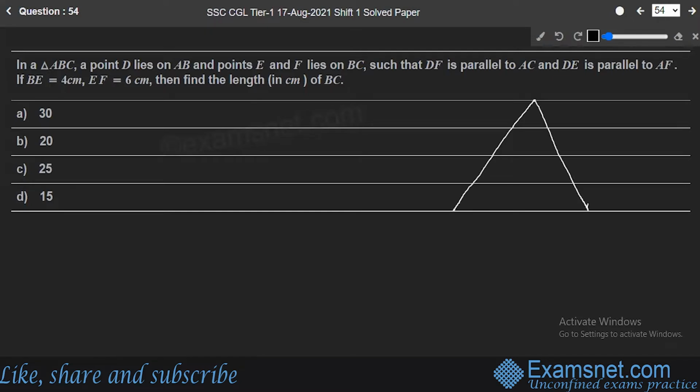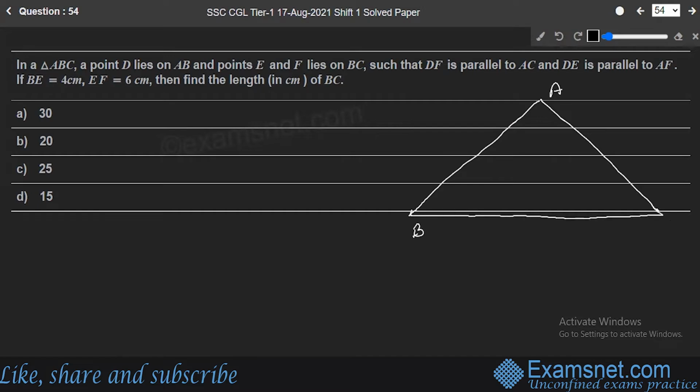Let this be the triangle. Let's make a bigger one. So this is the triangle ABC. Here is A, B, and C. There is a point D on the side BC, and there are points E and F on the side BC.